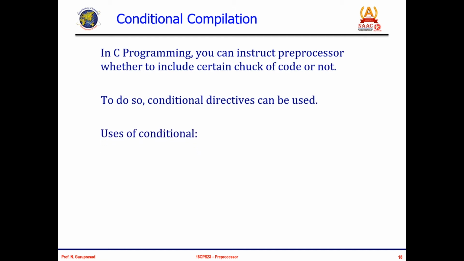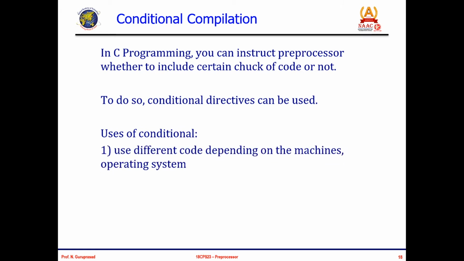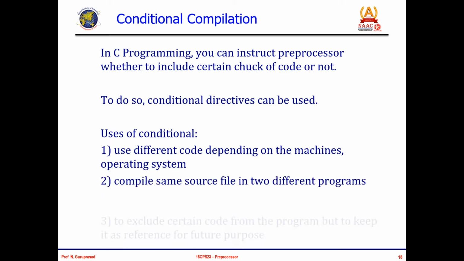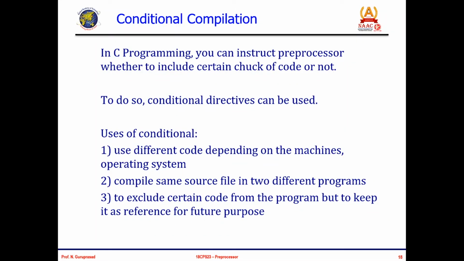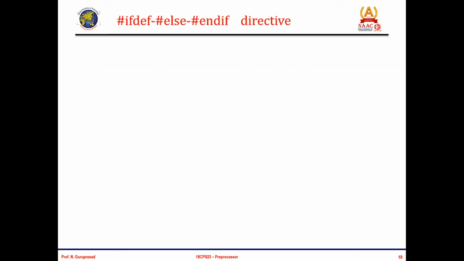Now, what are the uses of this conditional compilation? First, use different code depending on the machine's operating system. Second, compile the same source file in two different programs. Third, exclude certain code from the program, but keep it as reference for future purposes. So these are the uses of conditional compilation.